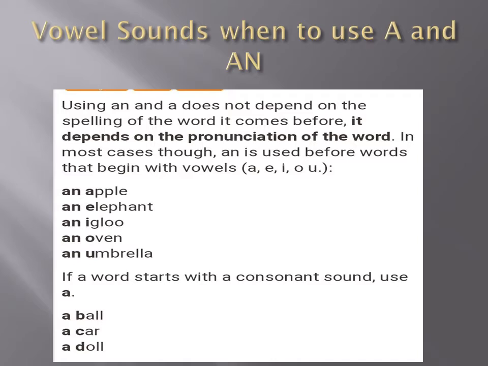Actually, it is mostly taught that you have to put an before the noun which starts with a vowel alphabet and you have to put a before the noun which starts with a consonant alphabet. This is not the complete explanation of the usage of articles. Actually, it depends on the pronunciation of the word. In most cases, an is used before words that begin with vowels like an apple, an elephant, an igloo, an oven, an umbrella. If a word starts with a consonant sound, use a: a ball, a car, a door. But it's not a complete definition. In the next slides, we will come to know where we have to put an and where we have to put a according to the pronunciation of the word.